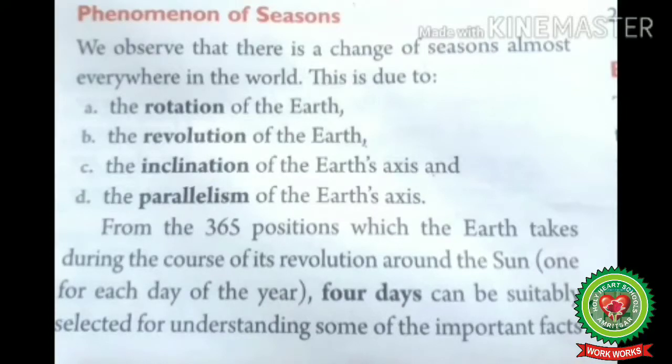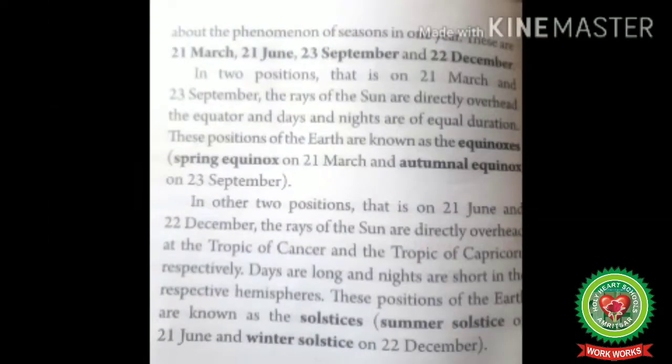From the 365 positions which the earth takes during the course of its revolution, course means the way or direction around the sun, 4 days can be suitably selected for understanding some of the important facts about the phenomenon of the seasons in one year. These are 21st of March, 21st of June, 23rd of September and 22nd of December.